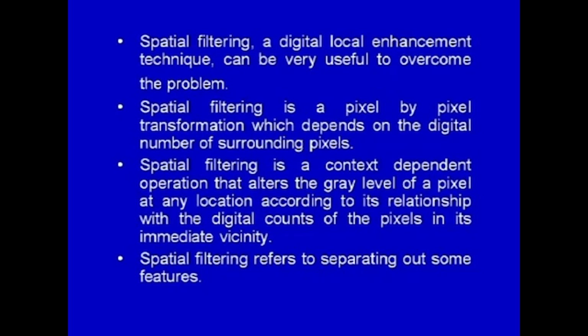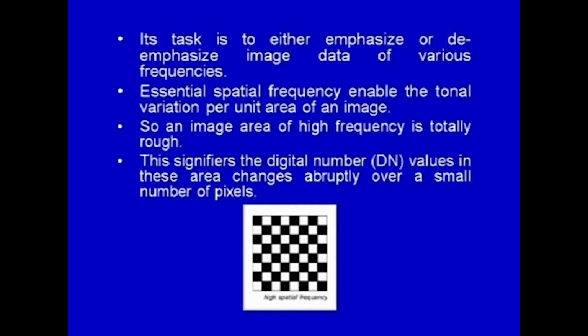Spatial filtering refers to separating out some features. Its task is to either emphasize or de-emphasize image data of various frequencies. Essential spatial frequencies enable the tonal variation per unit area of an image. So, an image area of high frequency is totally rough. This signifies that the digital number values in these areas change abruptly over a small number of pixels.